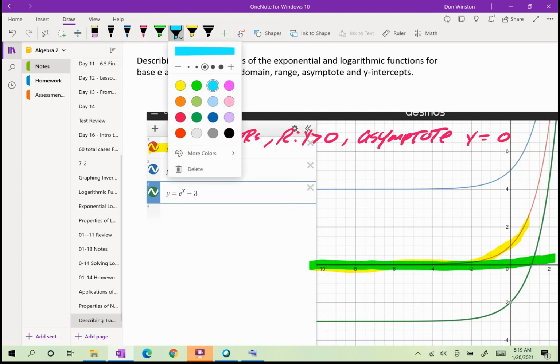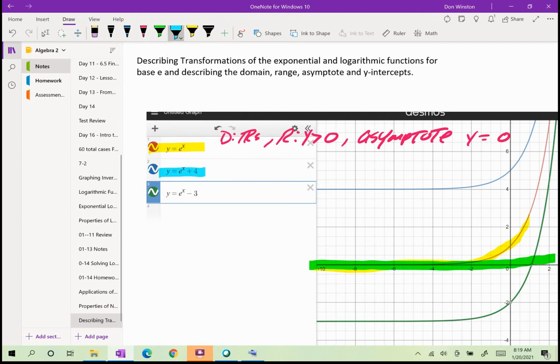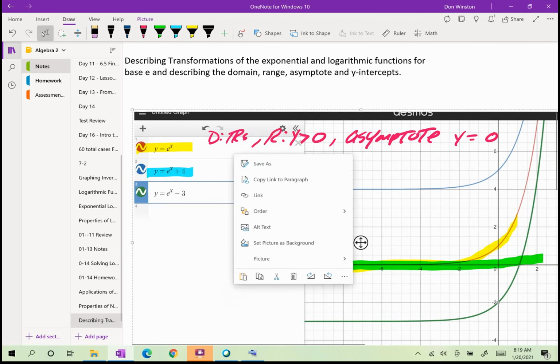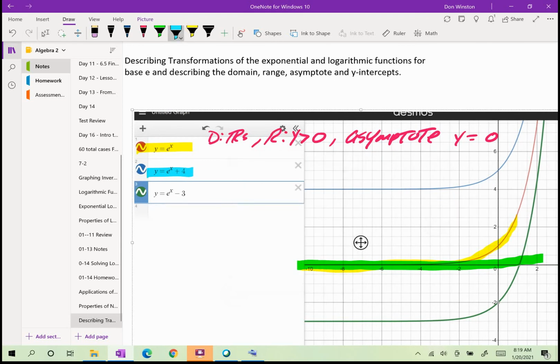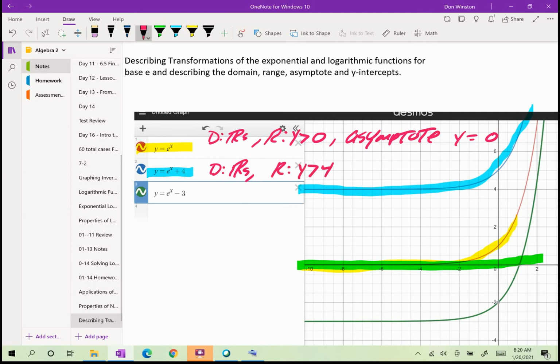Now let's make a transformation to that parent function. So let's say I shift the graph up 4 units. Y is equal to e raised to the x plus 4. That's graphed right here. So I shifted the graph up 4 units. The domain is still going to stay the same, so the domain will be all real numbers. The range now is going to be y is greater than 4. Okay, the y value for that transformed function never goes below the line y is equal to 4, so the asymptote is y is equal to 4.